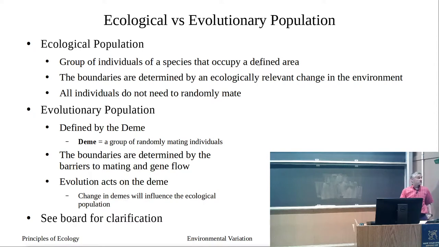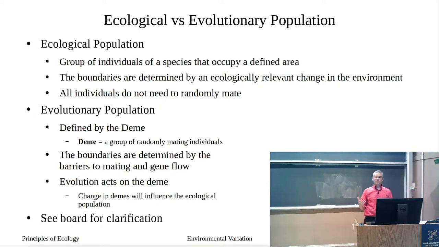So in our ecological population, not every single individual has to take part in random mating. They don't have to. Take skunks in Texas. Those skunks in El Paso are not randomly mating with the skunks in Beaumont. It's just unlikely. They're too far away. So that's an ecological population. They're in that area. We've defined our boundaries arbitrarily in our example by the state boundaries.